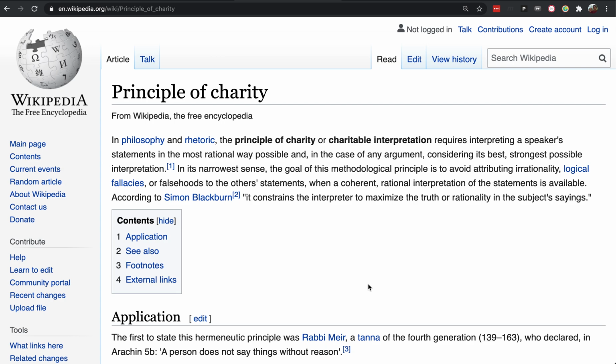On a related note, the principle of charity, charitable interpretation. I think this is related to steelmanning. So interpreting a speaker's statements in the most rational way possible, in the case of any argument considering its best, strongest possible interpretation. So avoid attributing to irrationality, logical fallacies, or falsehoods. So this, to me, speaks toward persuasion.